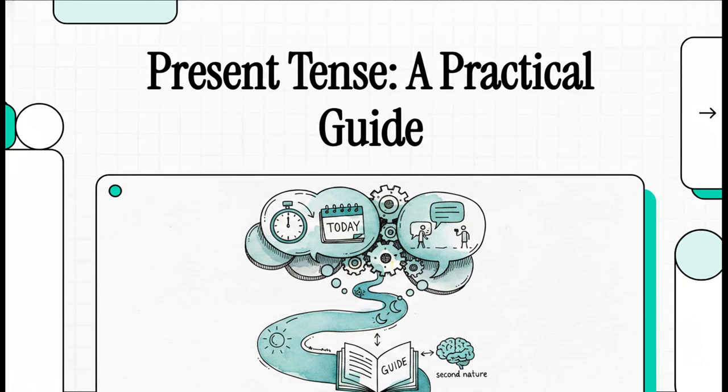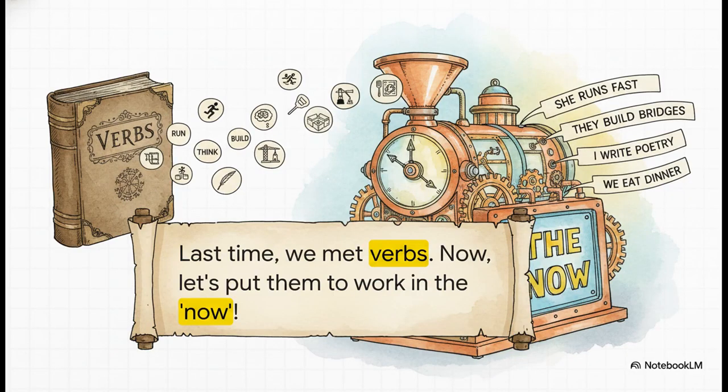Hey, welcome back. Think about what you're doing right now. You are listening. I am speaking. See? These simple actions are all described using something we use constantly without even thinking about it, the present tense. So in this explainer, we're going to break it all down so you can use it perfectly, like it's second nature. All right, so last time we talked all about verbs, the action words of our language.